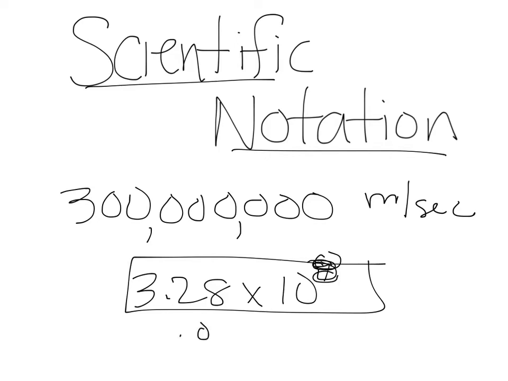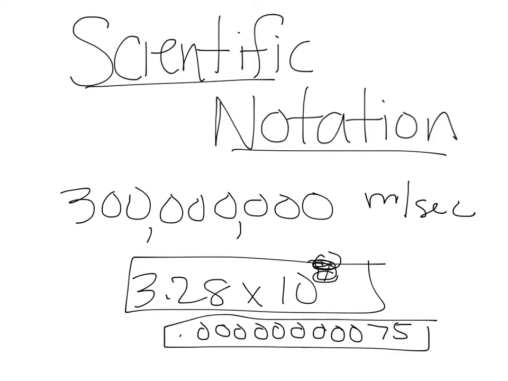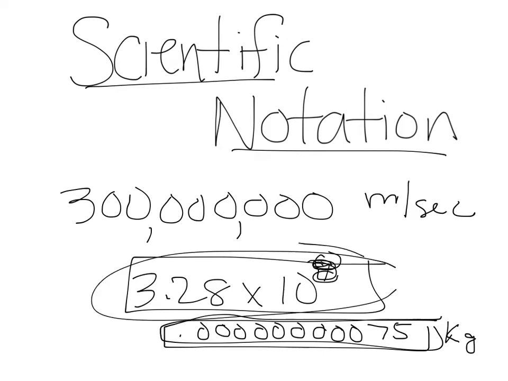Numbers like 0.0000000075, that could be kilograms. That could be how much a dust particle weighs. And it'd be nice if we could write it a little easier than writing out all of those zeros. And so that's what scientific notation gives us.